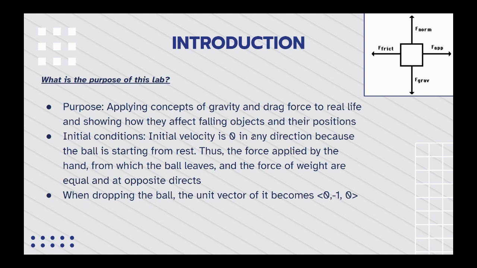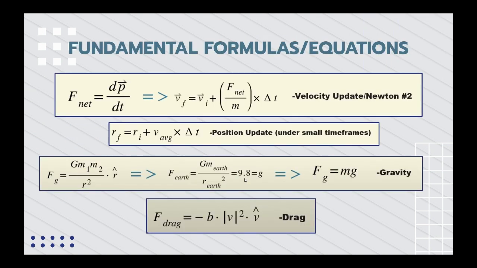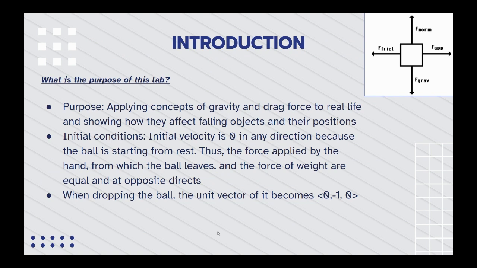Our initial condition here is that the initial velocity is zero as we start from rest, and the force applied by our hand, which is when the ball leaves, and the force of weight are equal and in opposite directions. So that's using the law of reciprocity in Newton's second law. You can see in this model how those two forces look. It's really important to note that when dropping the ball, the unit vector becomes 0, minus 1 because it falls down along the y-axis.